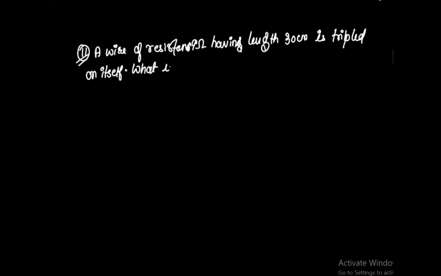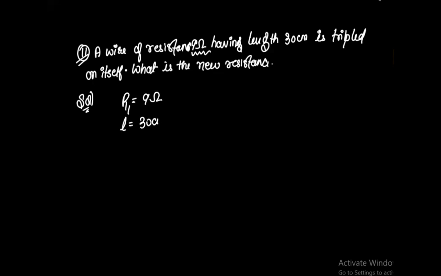What is the new resistance? Yes, this is 9 ohm. There is a wire. Solution. So the resistance of the wire R1 is 9 ohm and the length of the wire is 30 centimeter.